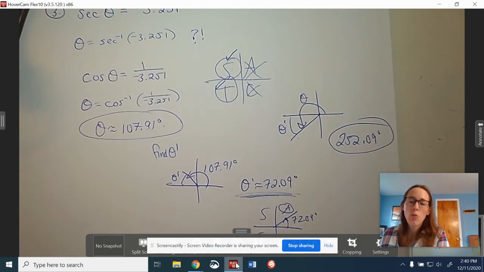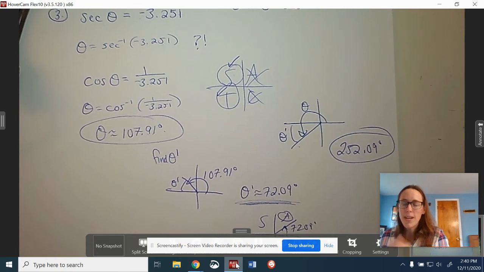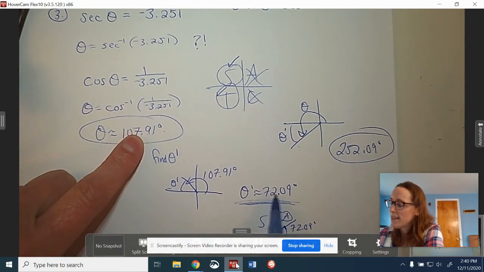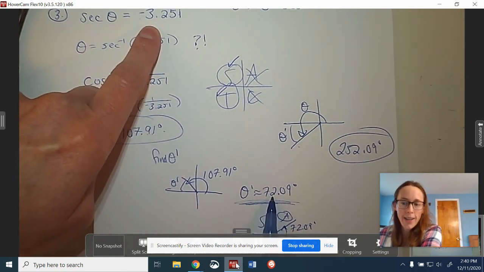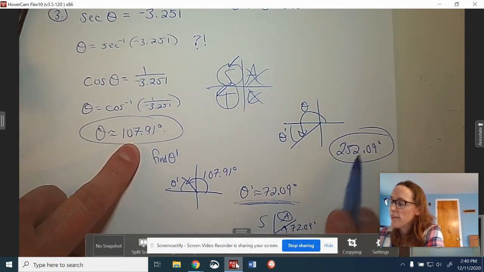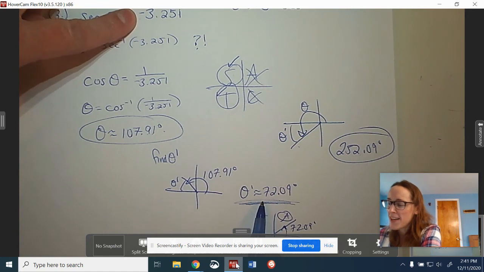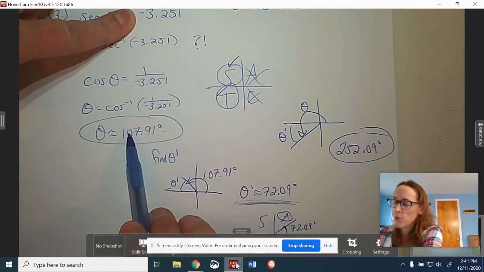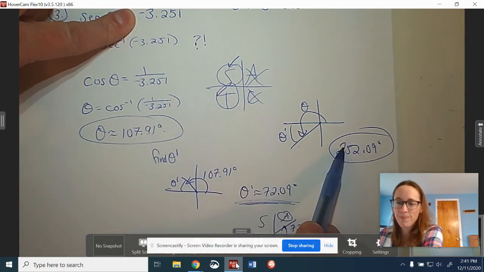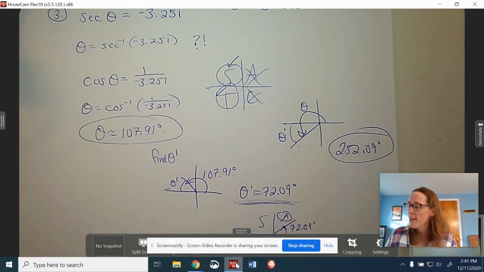All right? So why do these 3 give you the same number? Why does this, this, and this all give you the 3.251? What do they have in common? They all have the same reference angle. What determines if you're going to get that negative that you want is if you're in quadrant 2 like this one or quadrant 3 like this one. All right? So that's the lesson.